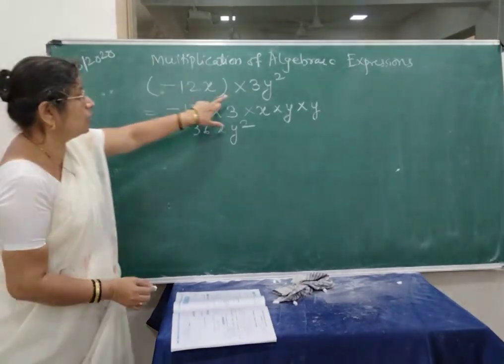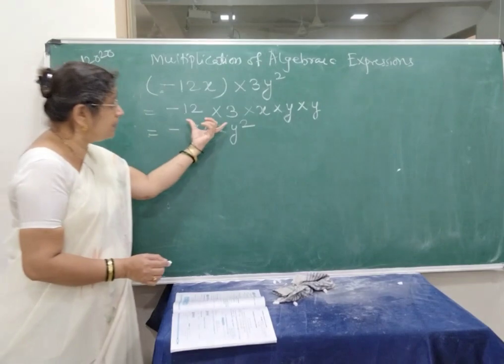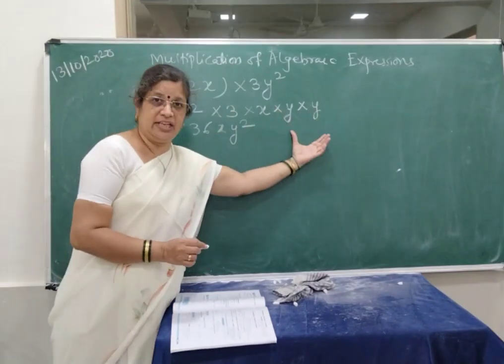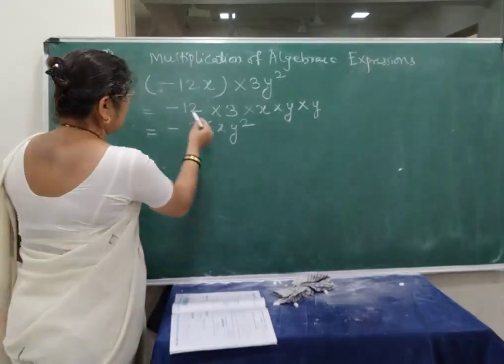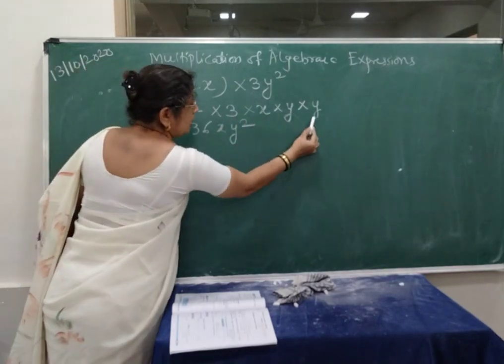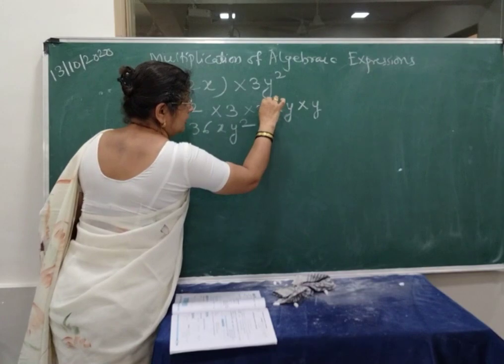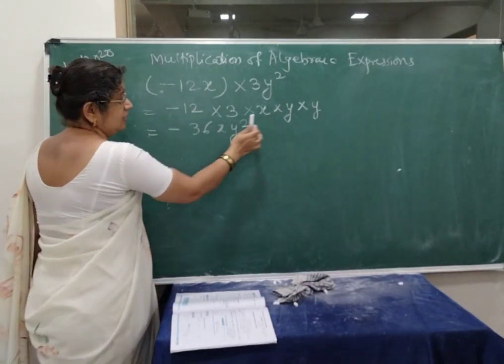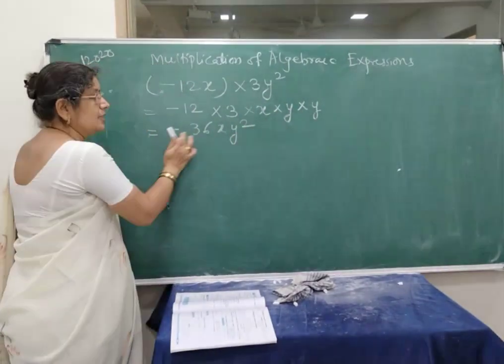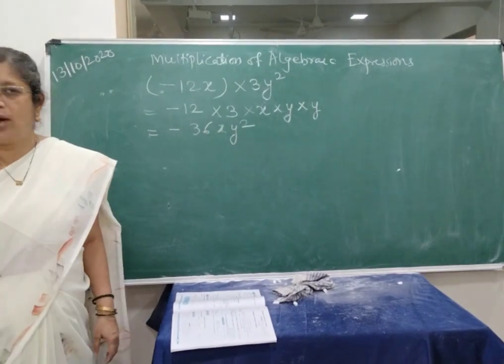You have to take the coefficient separately, then write the variable separately, and then multiply the coefficients. You know that when the power is 2 here, the power is 1 for x, so I have written x as it is, and y square. So minus 36xy square.